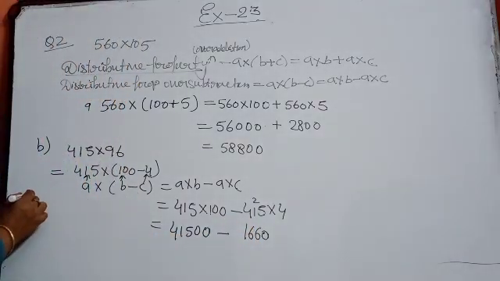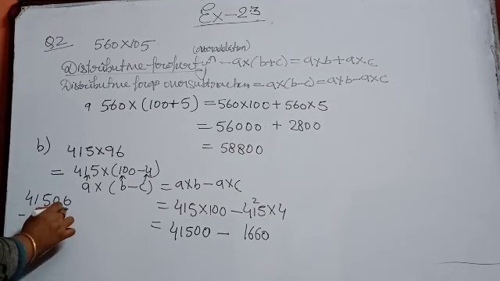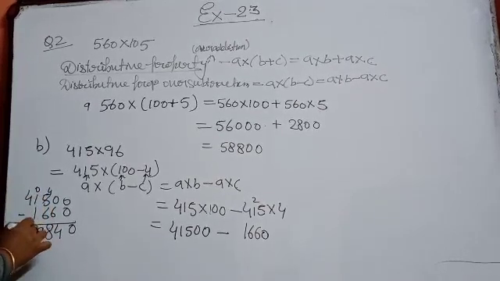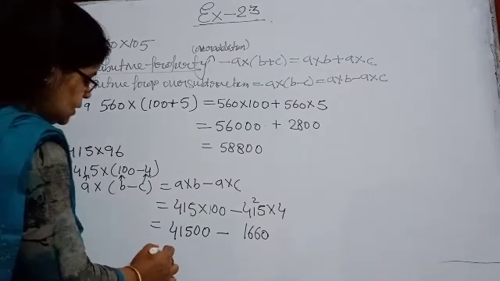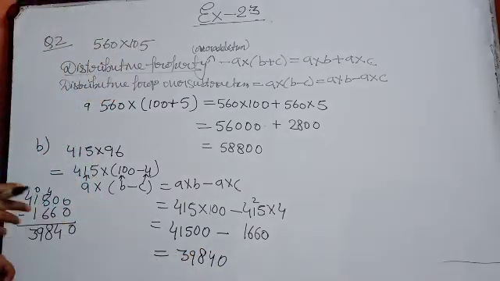Now see that 41500 minus 1660. Okay, see that 0 minus 0 is 0. Here 10 minus 6 is 4. Here it will be 4. Take carry, 14 minus 6 is 8. Here it will be 8. Take 10 minus 1 is 9, and here it will be 3. What will be your answer? 39840. So many children are making a lot of mistakes here.